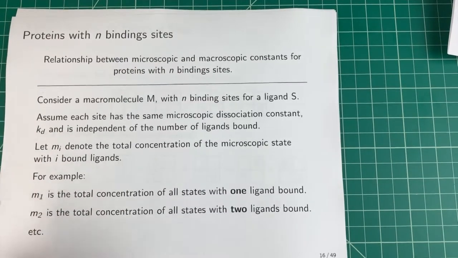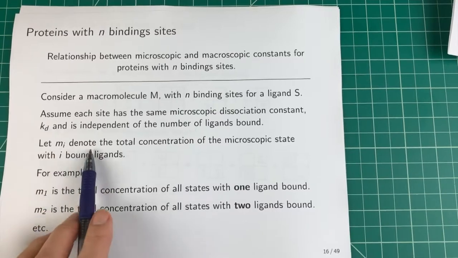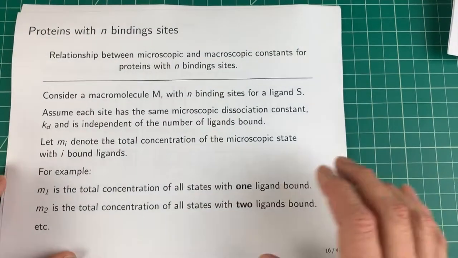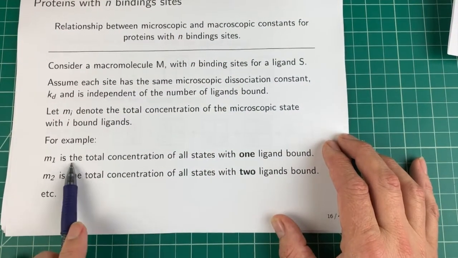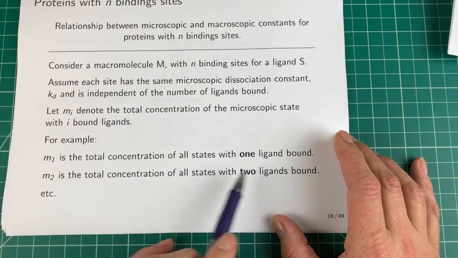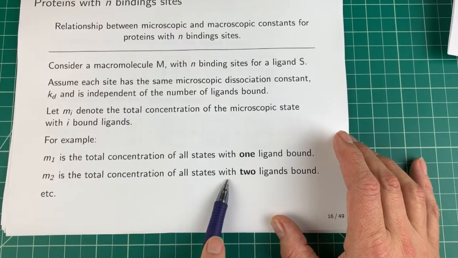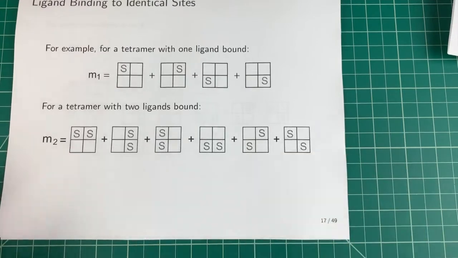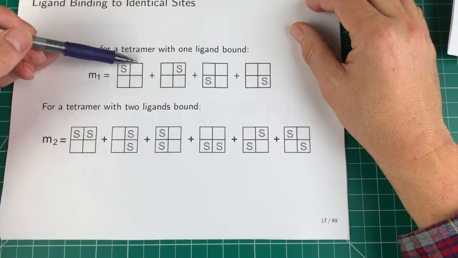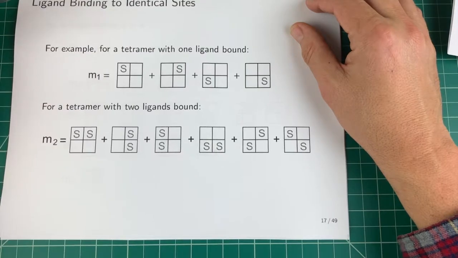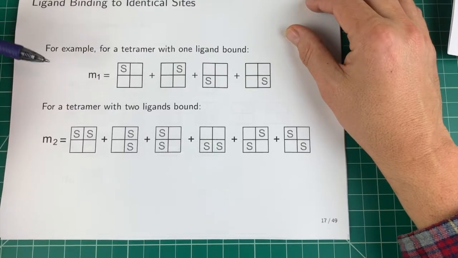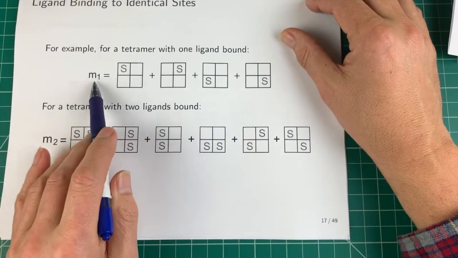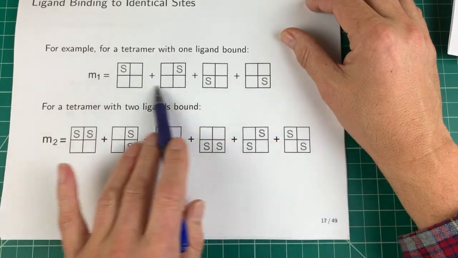Now I'm going to use the special symbol here, MI, to denote the total concentration of the microscopic state with I bound ligands. Just to make that clear, M1 is the total concentration of all states with 1 ligand bound. M2 is the total concentration of all states with 2 ligands bound. And what does that mean? Well, here are two examples in pictorial form. Let's say we had a tetramer, that's 4 subunits. If I were to bind one ligand, there are 4 ways to bind it, and so M1 is the concentration of all 4.